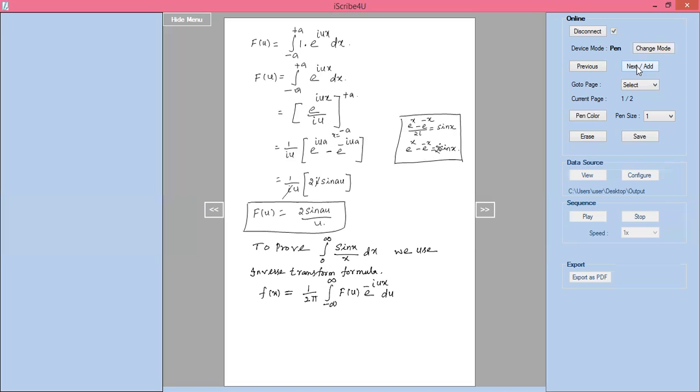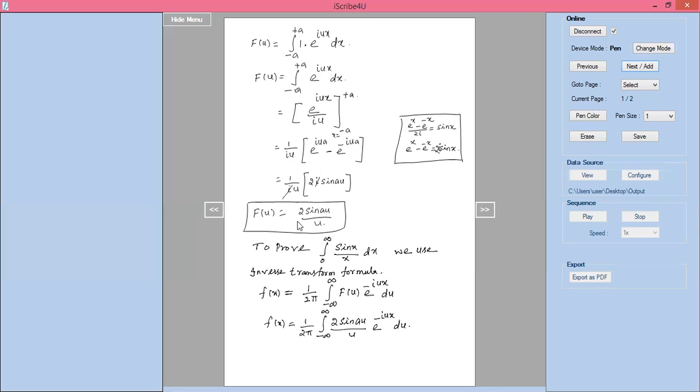Now I will write f of x equal to 1 by 2 pi into integration from minus infinity to plus infinity. What is f of u? Here I found it: 2 sine au divided by u. So f of x equals 1 by 2 pi, integration from minus infinity to plus infinity, 2 sine au divided by u into e power minus iux into du.